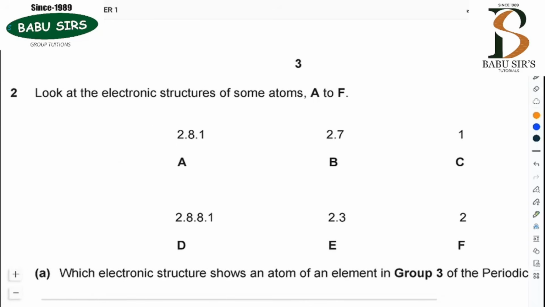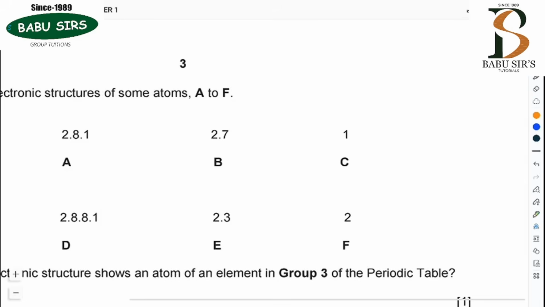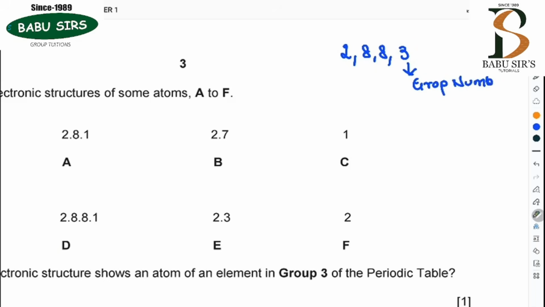Question 2. Look at the electronic structure of some atoms A to F. So first we will be learning what the atomic structure shows. The atomic structure will show you two features. One is, I'll give an example, 2, 8, 8, 3, suppose. The last orbit shows the group number. For example, it is 3. So this belongs to group 3.